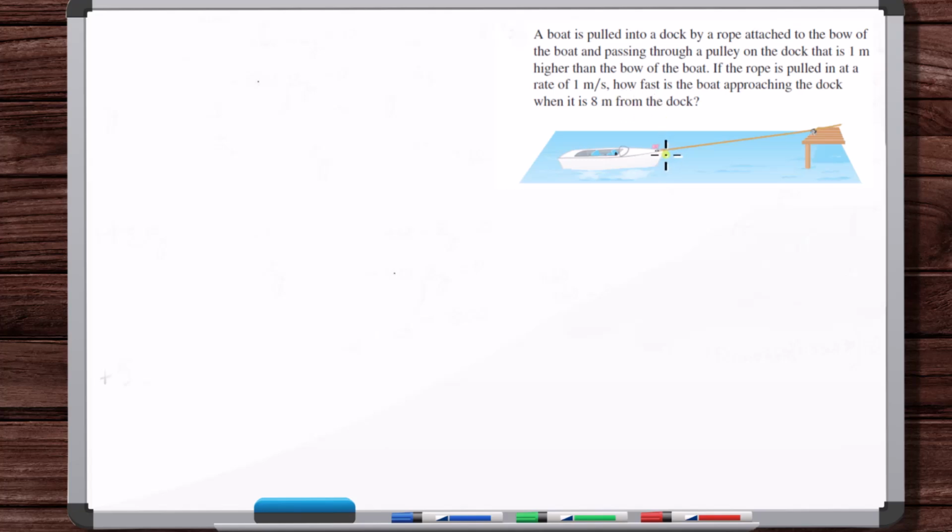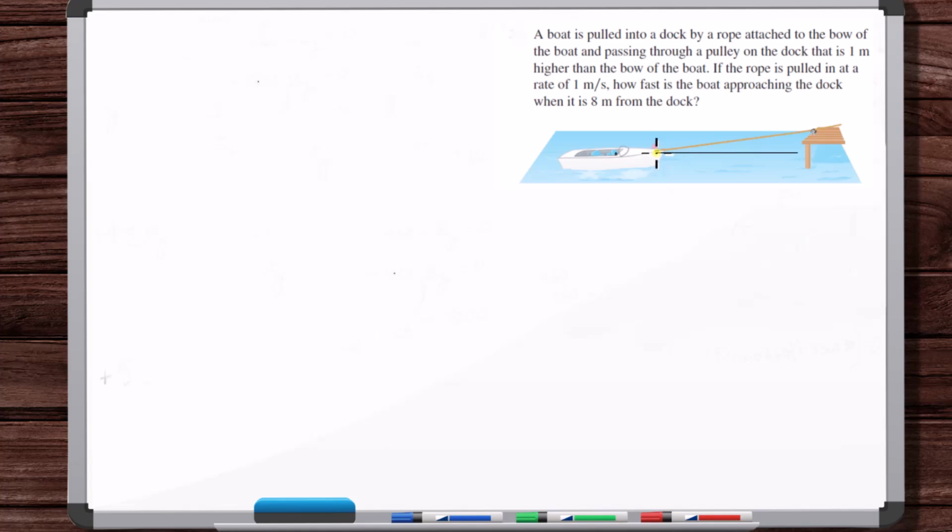Okay, so what rate do we know? We know the rate of change of this length here is 1 meter per second. And what we're looking for is the rate of change of the straight line distance of the boat from the dock, right? How fast is the boat approaching the dock? So how can we relate this distance to this straight line distance? Well, that's a right triangle.